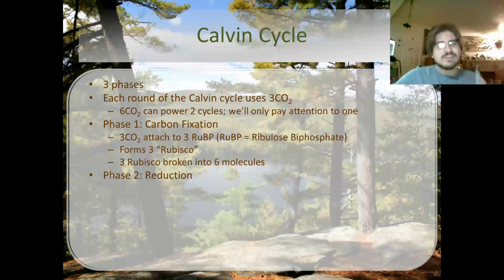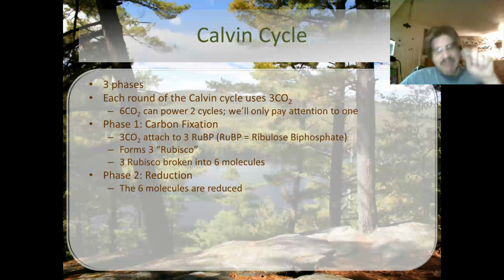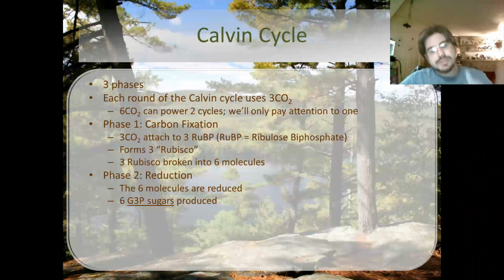So phase 2 is reduction. We now in phase 2 have these 6 chunks that we broke those original 3-rubisco into. Each of those 6 chunks are reduced. When you reduce something, you add hydrogen and electrons. So this is where the NADPH is rolling up. And this produces 6 G3P sugars. Not glucose, G3P sugars.